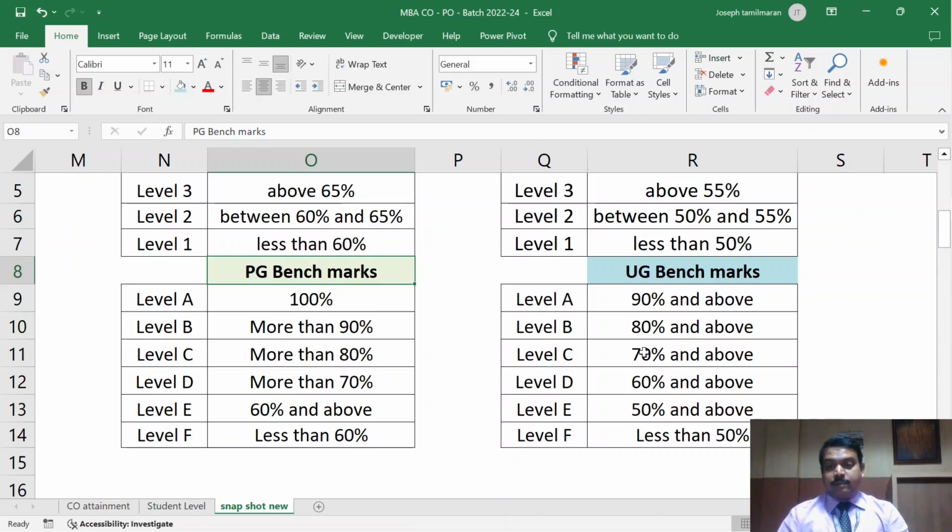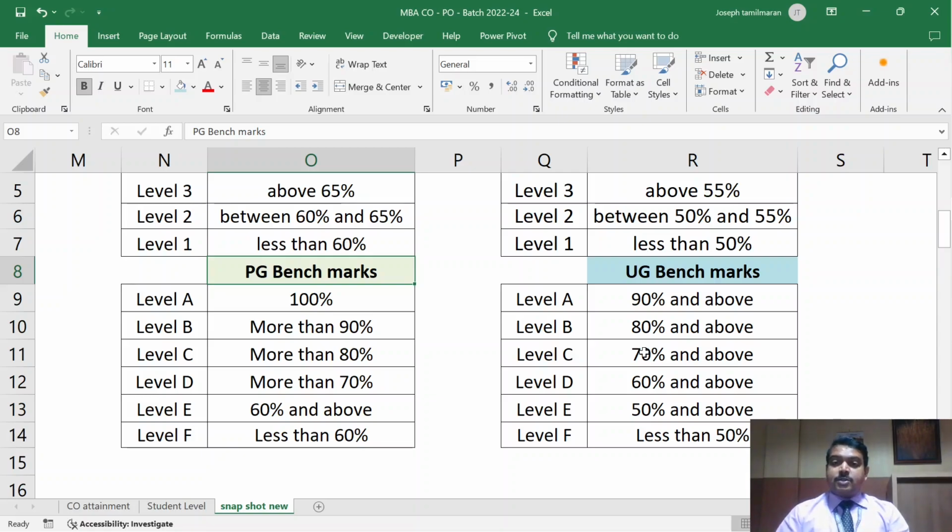For the postgraduate program, the minimum benchmark set for a particular course outcome is 60 percentage. If a batch has scored less than 60 percentage, it means the course outcome is not attained. For a UG program, the minimum benchmark is set as 50 percentage. If the batch attainment for a particular course outcome is less than 50 percentage, it means that particular course outcome is not attained. The course outcome can be looked at course wise, course outcome wise, semester wise, or particular student wise. In different levels we can measure.